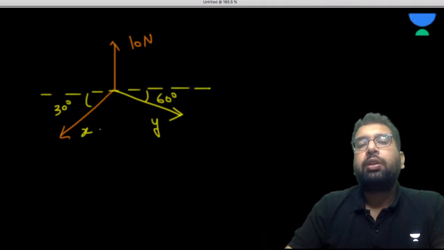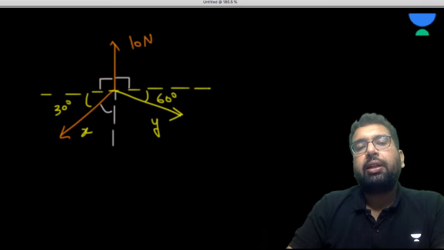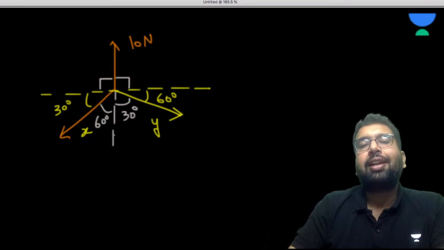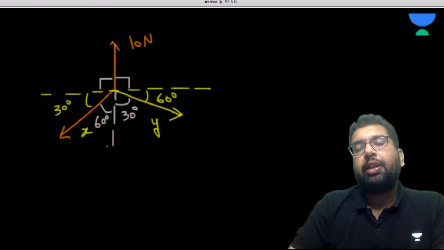How, I tell you. First sort out the angles between everything. So this is going to be 90, this is going to be 90. If this is 30, this is 60. If this is 60, this is 30 degree. Are you getting my point? Please answer me. Now see how it is going to happen.